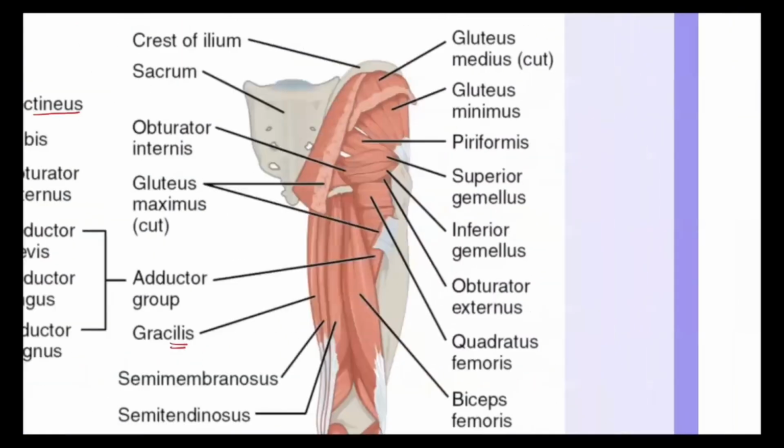You might have seen them in lab. Semimembranosus and semitendinosus, the names are given because of the appearance of the muscle. One muscle could be somewhat thin and looks like a tendon, and one muscle looks like a membrane because it's flatter.